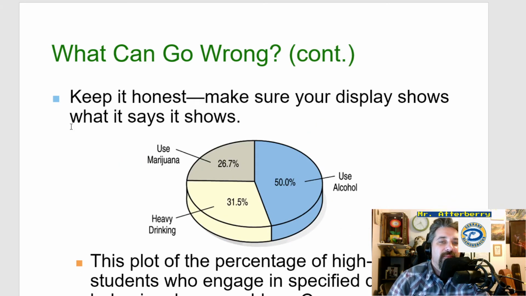All right. Keep it honest. Make sure your display shows what it says it shows. So if you say something like alcohol use is 50%, but you look at this pie chart and it's obvious that that's not cutting the circle in half, you've basically lost all credibility of your research or your study by simply having a bad looking graph that's just obviously bad. So don't do that, okay?